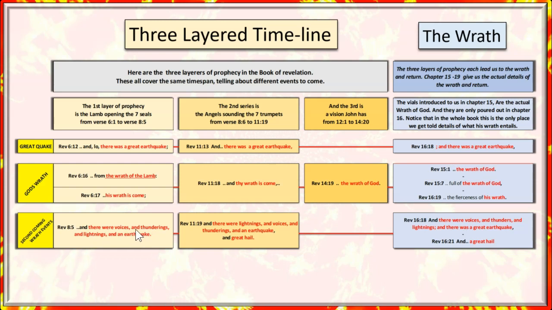There were voices and thunderings and lightnings and an earthquake. There were lightnings and voices and thunderings and an earthquake and great hail. There were voices and thunderings and lightnings, and there was a great earthquake, a great hail. So we're going to see this happen several times today. And we're going to roll over into chapter 13 and see how those details reflect back into 12, tying them together as a linear timeline.